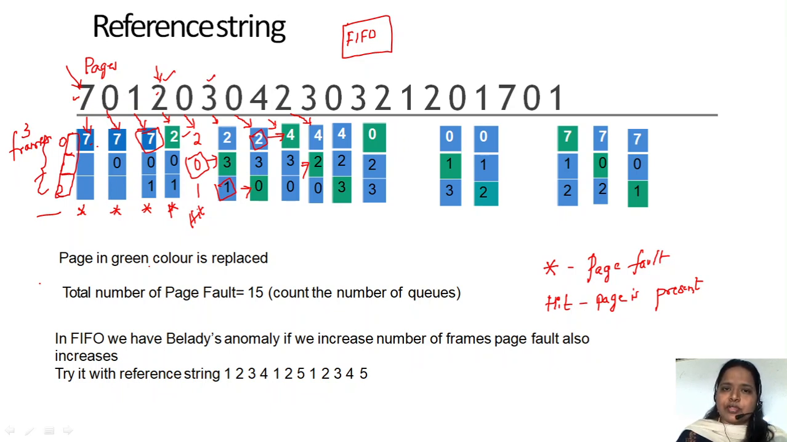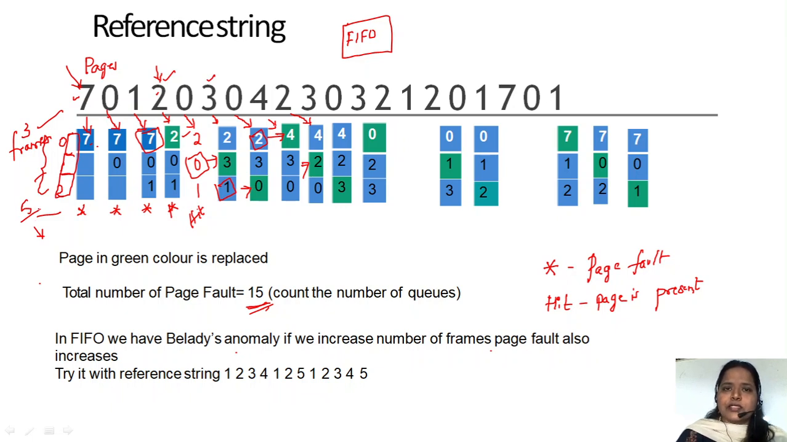But when it comes to first in first out, the total number of page faults is 15. So in FIFO we have Belady's anomaly. If we increase the number of frames, the page faults also increase. Here the frame size is 3. If we make the frame size 5, the number of page faults will also increase. This concept we call Belady's anomaly.